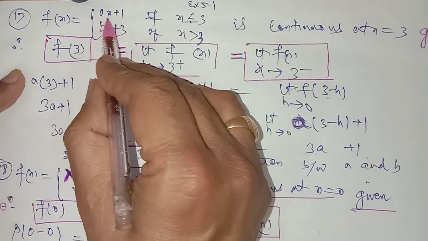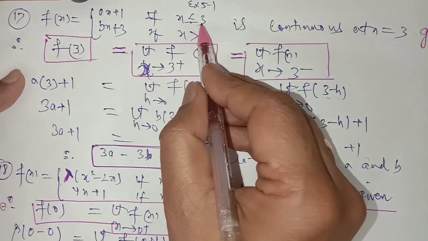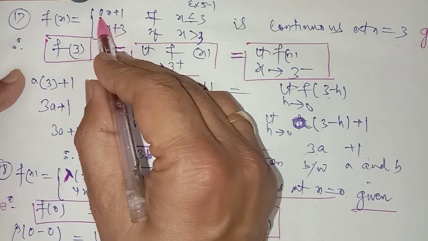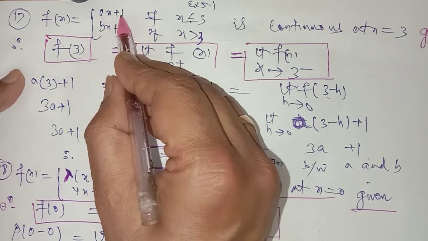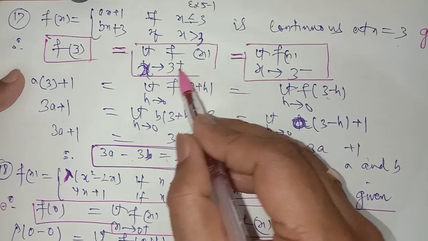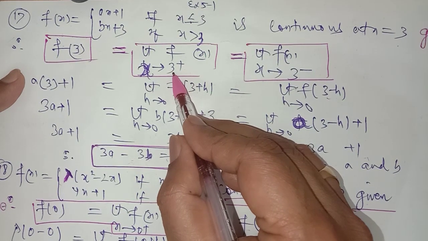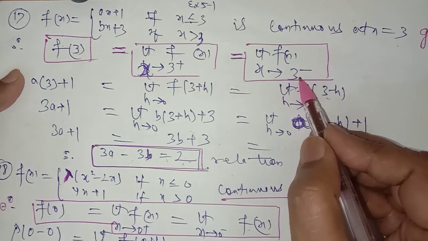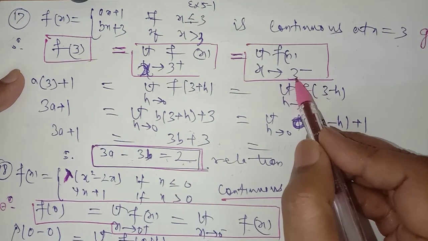So we will use this function, and in place of x you replace 3 in it. So it will be 3a plus 1. This is the value of f(3). Now to solve the right hand limit at 3, we let x equal to 3 plus h, and for the left hand limit, we let x equal to 3 minus h.